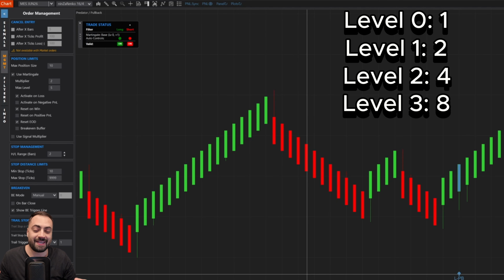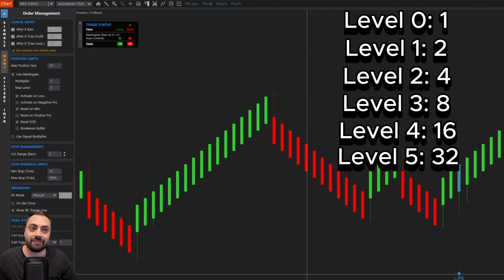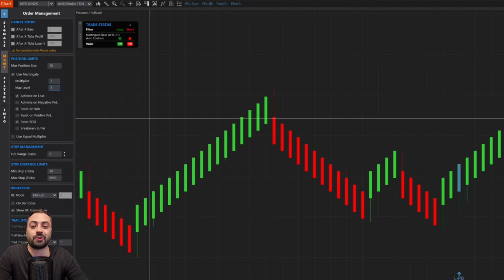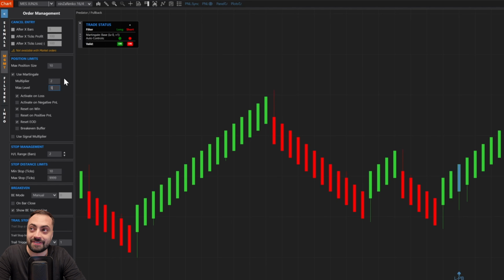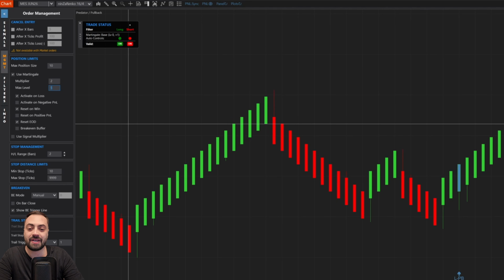Level 3 is going to double, position size of 8. Level 4, 16. Level 5 is going to be 32. So if we start with a position size of 1 and we double it up to 5 times, the max it can go is a position size of 32 because that is 1 doubled 5 times.